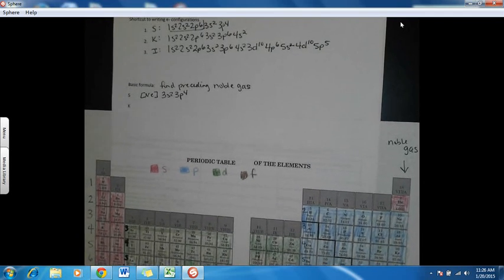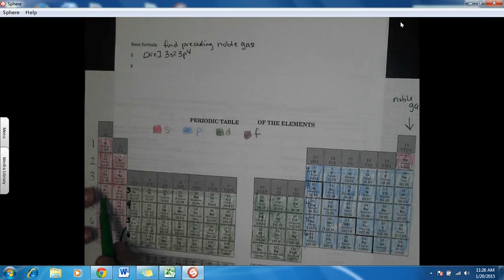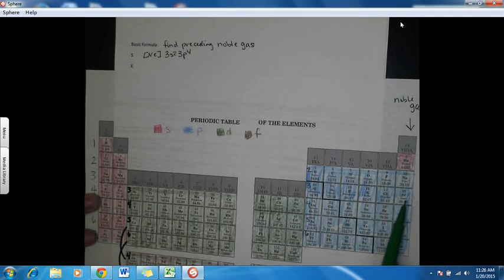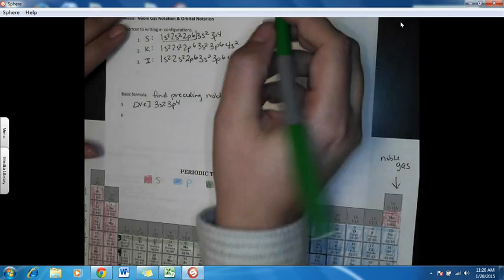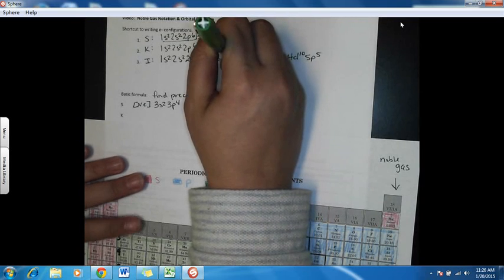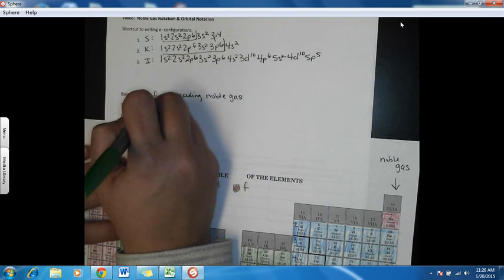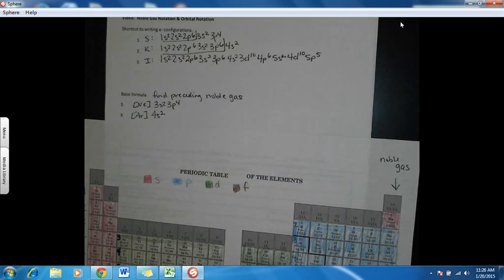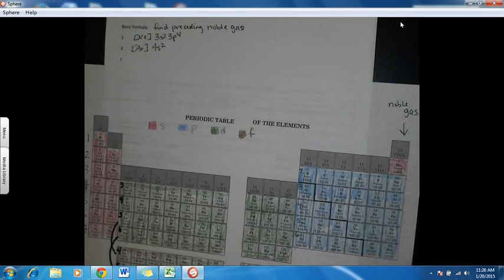Alright, so let's apply that to potassium. So potassium is here. Its preceding noble gas is argon, which would end in 3p6. So let's find 3p6 in the electron configuration. It's right there. So we're going to replace all of those electrons with argon, and then just write 4s2, because that's what's left to get to potassium. See how much shorter that makes that? So much easier.